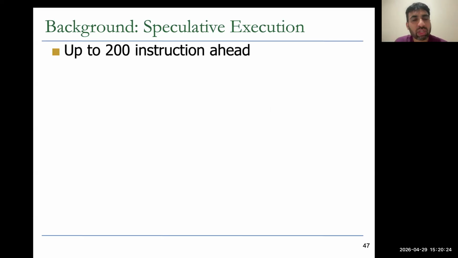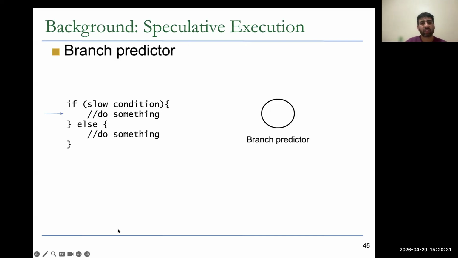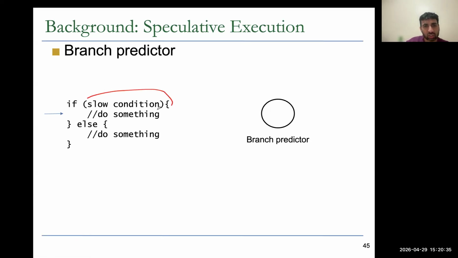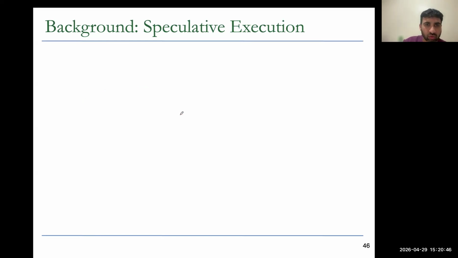This type of speculative execution allows you to go up to 100 instructions ahead. 100 instructions ahead means that, for example, in the previous slide, by the time this condition is actually resolved, you had already executed maybe 200 instructions in this if block of code.